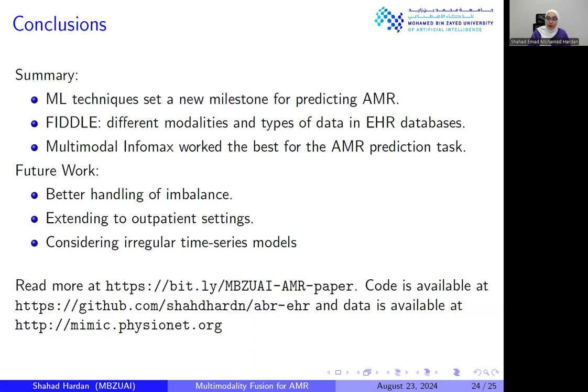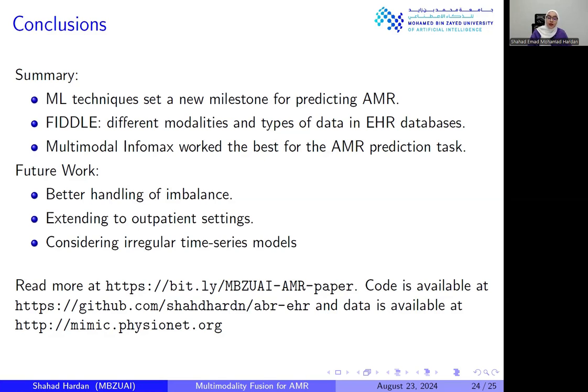We want to extend to outpatient settings because right now we are only predicting for patients who are admitted to the ICU. But what if a patient is only coming to the physician one time, and maybe for future visits, but doesn't really stay in the ICU for 10 hours or 4 hours, similar to the analysis that we have done? We also want to consider irregular time series models because previously we only had regular time series models, but the data in real-life scenarios is irregular. So we want to explore that as well.